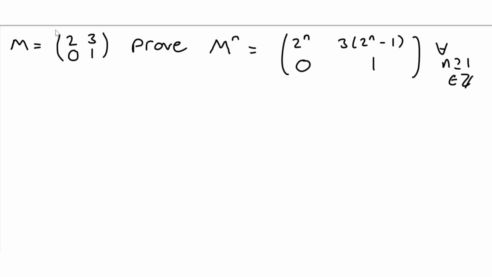Proof by induction here, this time concerning matrices. So we're given a matrix M, which is 2, 3, 0, 1, reading left to right, and the task is to prove that M raised to the power of n is given by this formula here. So again, like I said, we're going to use induction.